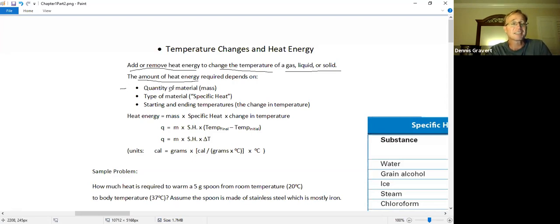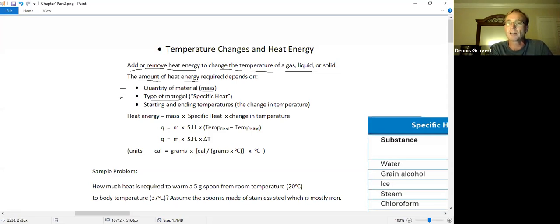Do I have a little cup of water I'm going to put in the microwave? That'll be easy to heat up. Or am I talking about the whole bathtub of water? So I need to know how much material I have. I'm going to measure that in grams. Measure the mass. It's going to tell me how much of the object I need to warm up or cool off. I also have to be told what material I'm heating up.